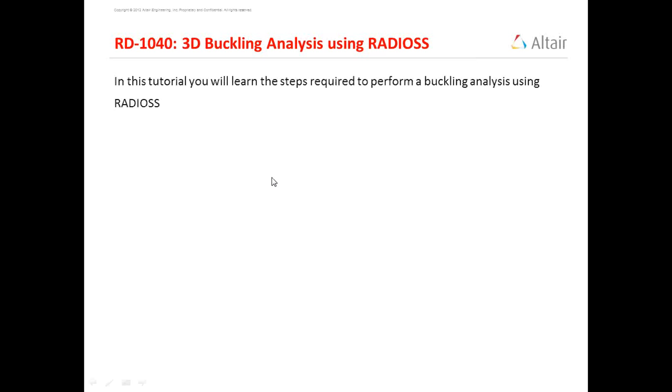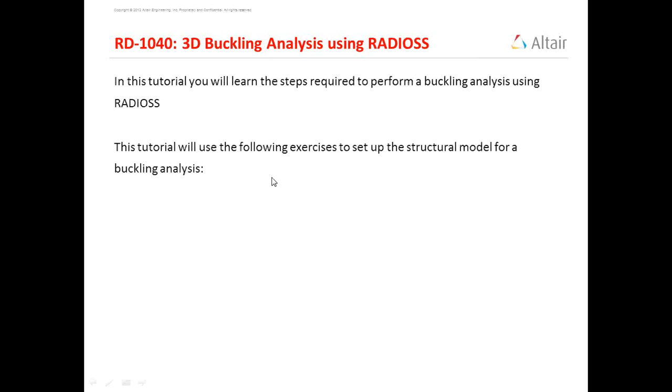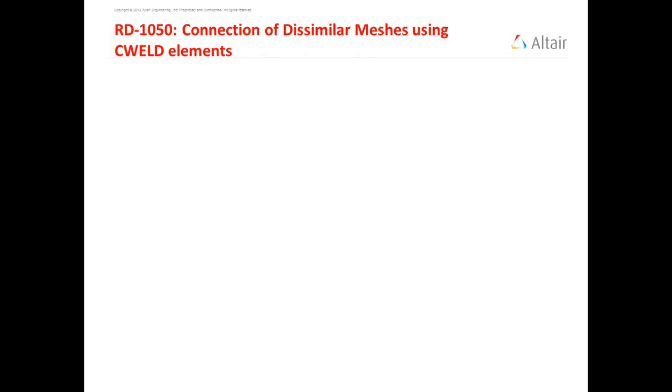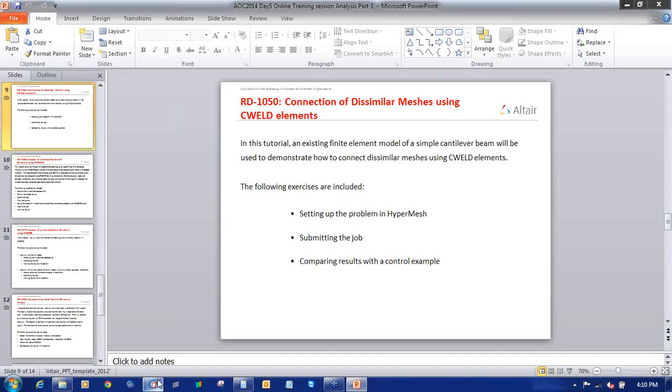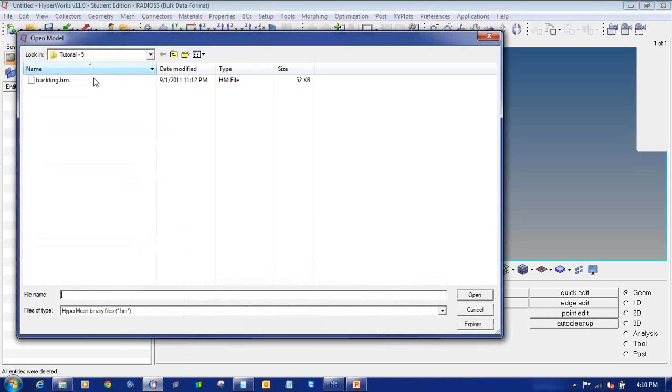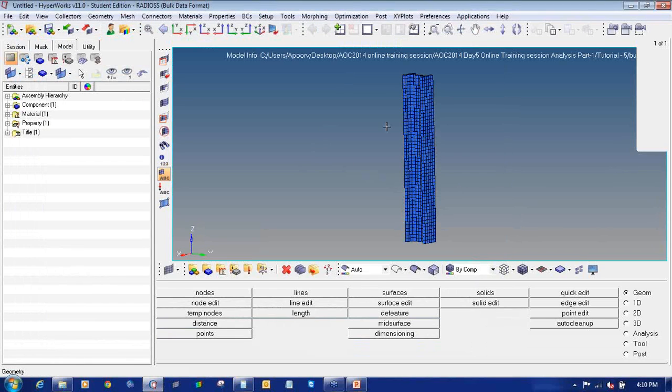Now I will move to the next tutorial, that is 3D buckling analysis using RADIOSS. In this tutorial we will learn the steps required to perform the buckling analysis using RADIOSS. This tutorial will use the following exercise to set up the structural model for buckling analysis, that is creating boundary conditions for buckling analysis and post-processing the results. So we'll see how we can perform that. So I will open that file and we will see the analysis on performing the buckling analysis.